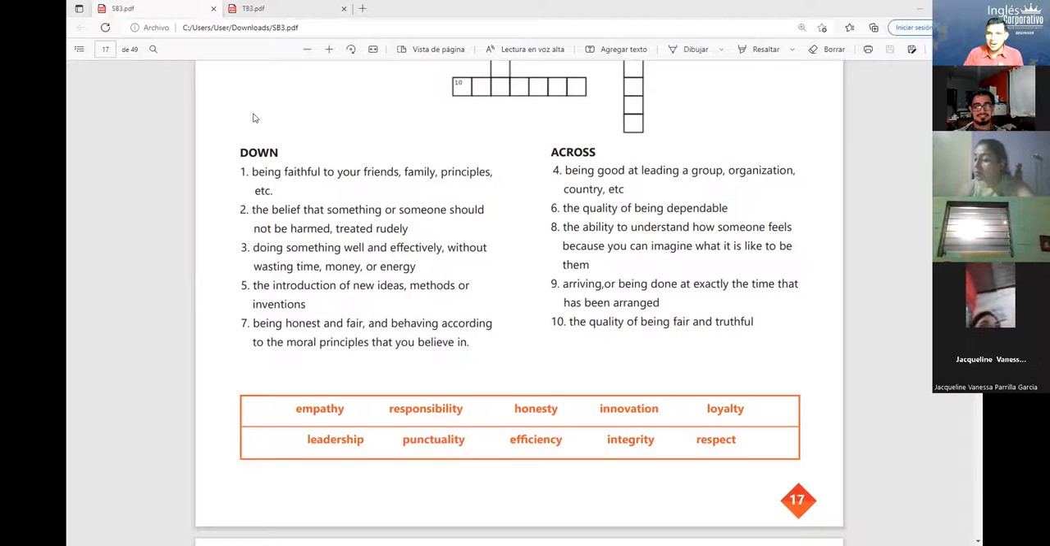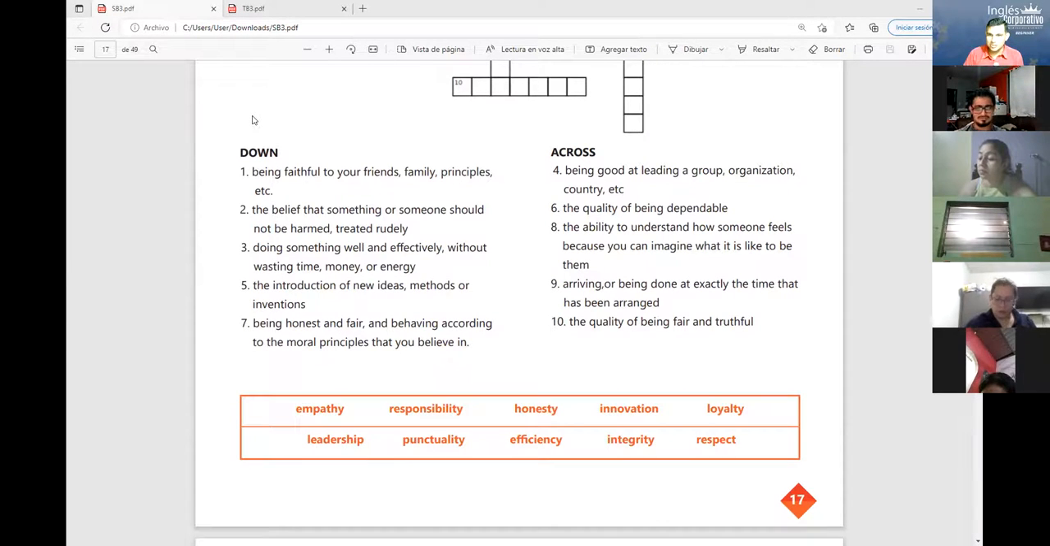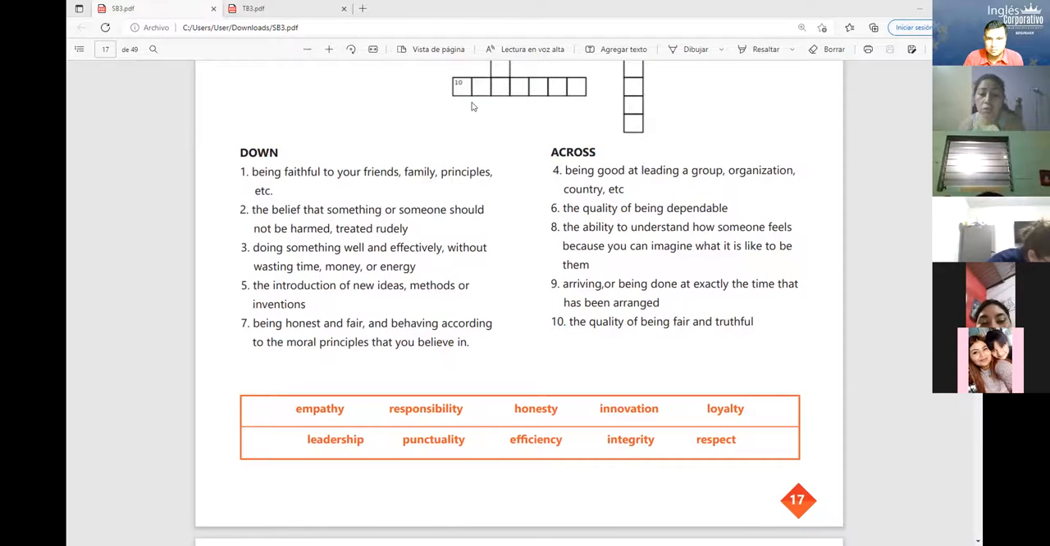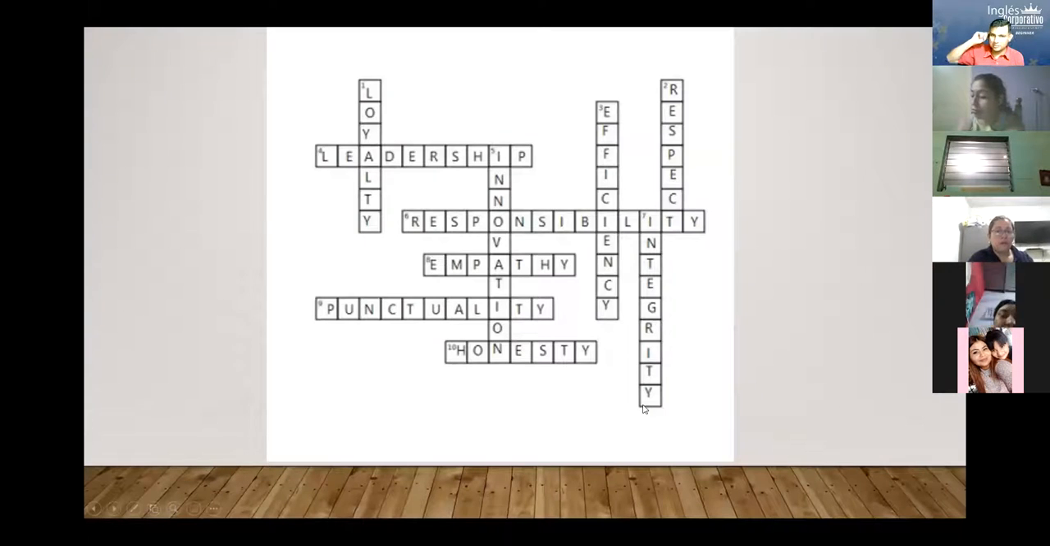Number 6, the quality of being dependable. Responsibility. 8, the ability to understand how someone feels because you can imagine what it is like to be them. Punctuality, la 8. No, perdón. No, empathy. 9. Arriving or being done at exactly time that has been arranged. Punctuality. And the last one, but not the least. The quality of being fair and truthful. Honesty. Okay. Voy a compartir. Me indican si la pueden ver y es así como queda. Yes, honesty. Teacher, en lo último me equivoqué yo. Don't worry, no se preocupe.